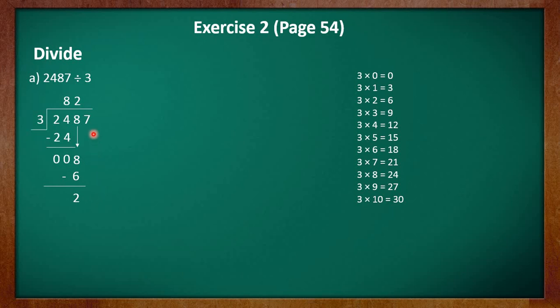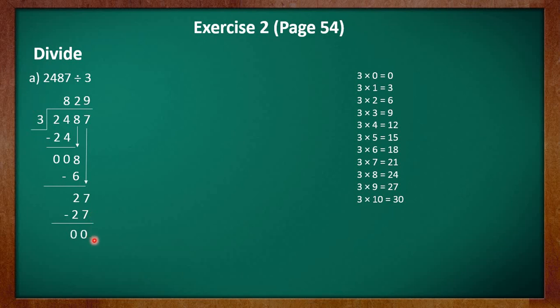Now we will look for the next digit in the dividend, which is 7. So now this number becomes 27. And we know that we have 27 in the table of 3 at 9. So we will write 9 in our quotient and we will write 27 under this 27 and we will subtract. So we get the difference as 0.